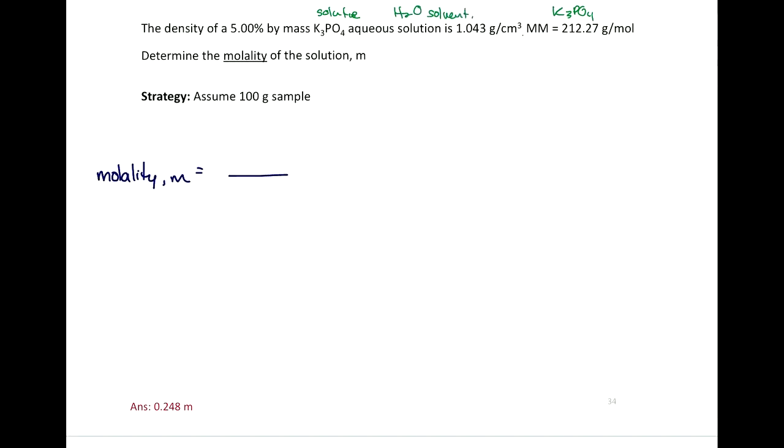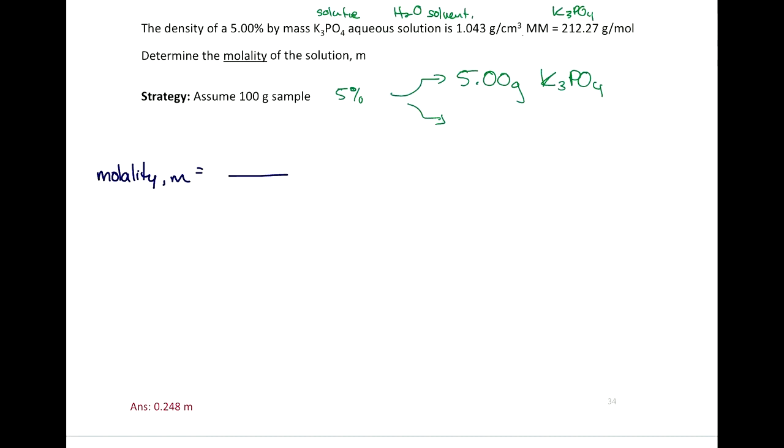Because we're given mass percentage, 5% by mass solute, the strategy here is to assume we have 100 grams of sample, and that's going to help us a lot. If we have 100 grams of sample and this is a 5% solution, that means 5 grams of it, I'll do sig figs, 5.00 grams of it is my salt, K3PO4. Then how can we determine how much water we have?